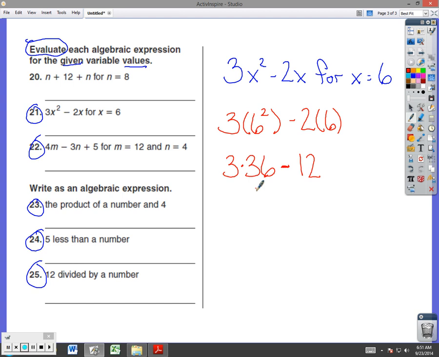36 times 3. I can't do that in my head. Let me just write it over here. 36 times 3, that's 18. That gives me 108. 108 minus 12. Well, 108 minus 8 would give me 100. 12 is 4 more, so I'll take 4 more away from 100. That gives me 96. That's an answer of 96.